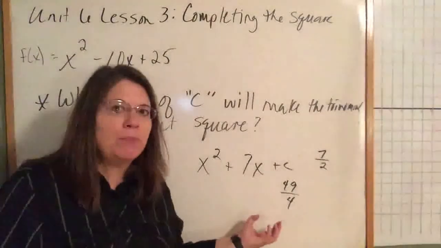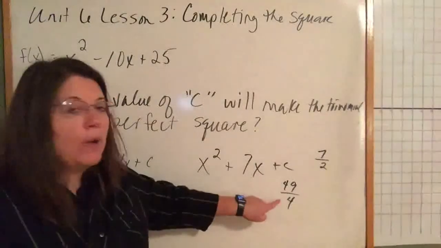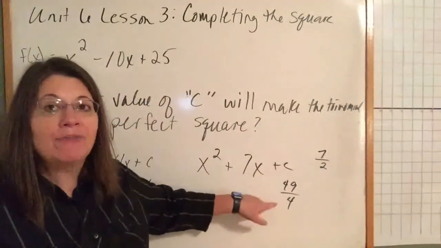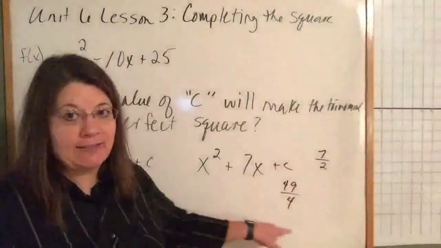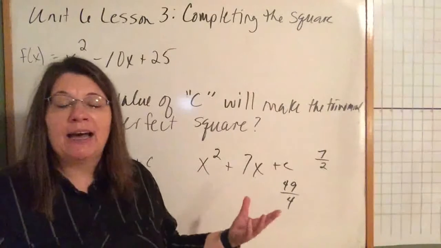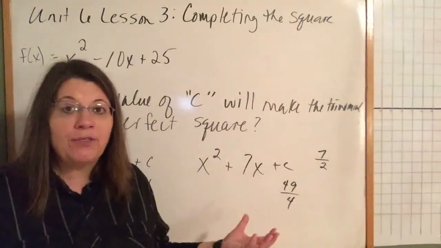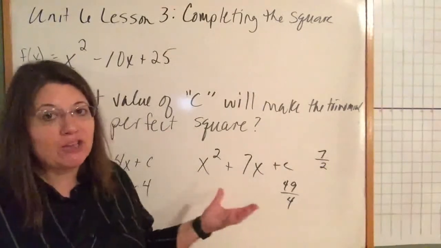This is why some people don't like using completing the square, because there's no way around it. Sometimes you're going to have numbers that are pretty complicated that you have to use to complete the square. And that makes your factoring of your perfect square trinomial, the binomials that you end up with, have some fractions in them.